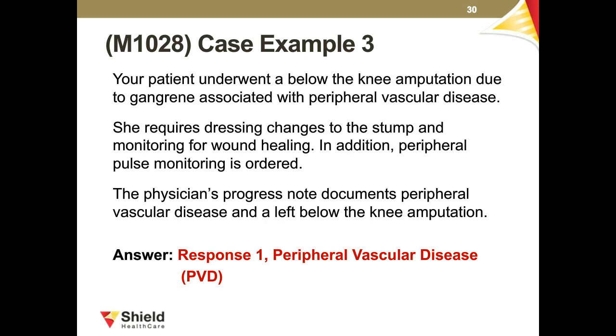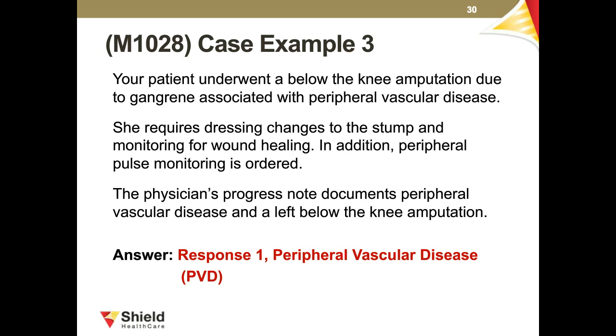And of course, we all know peripheral vascular disease does not go away just because you have a portion of a limb amputated. If there's still any of the limbs left, then you still have peripheral vascular disease. Patient does require dressing changes to the stump, monitoring of the wound healing, and peripheral pulse monitoring for the other leg, and also looking at the peripheral pulse as far down as we can, at least up in the groin area above this amputation. The physician progress note also documented the patient has peripheral vascular disease and a left below the knee amputation. So in this case, we can check off response 1, peripheral vascular disease.